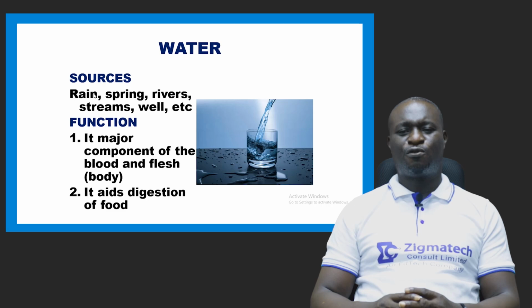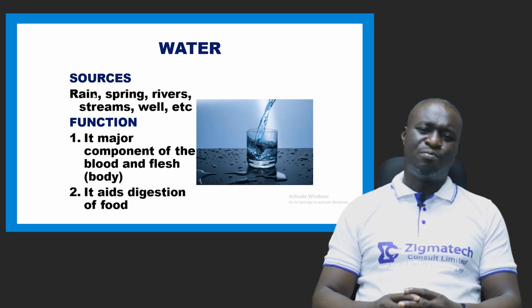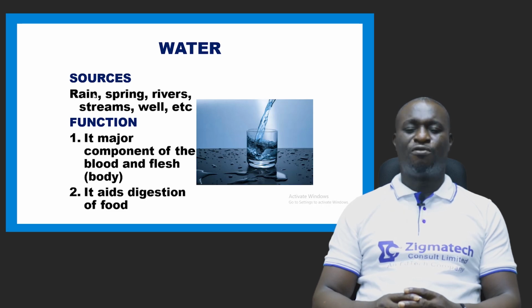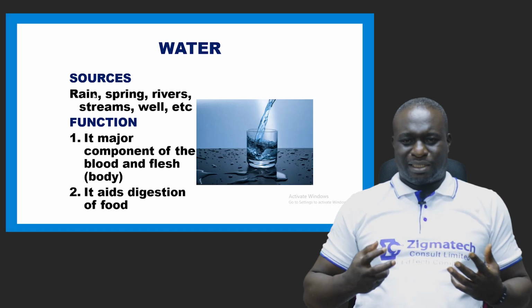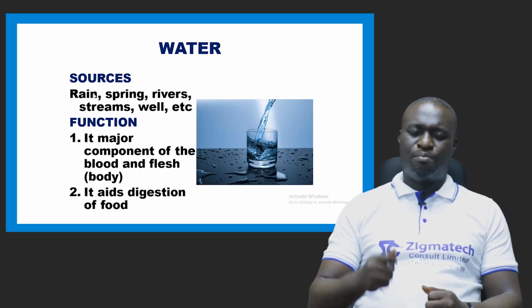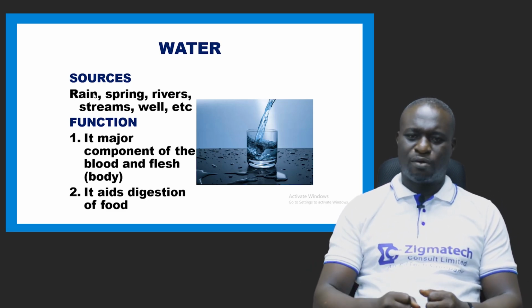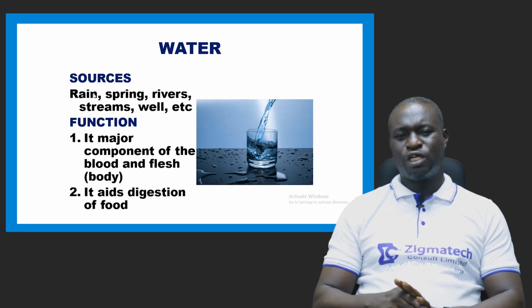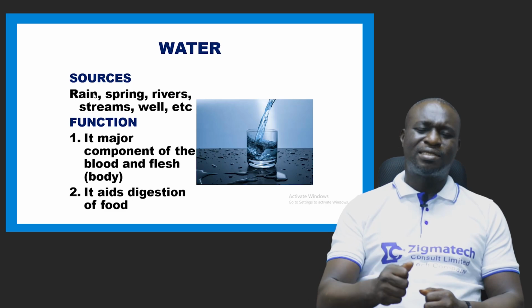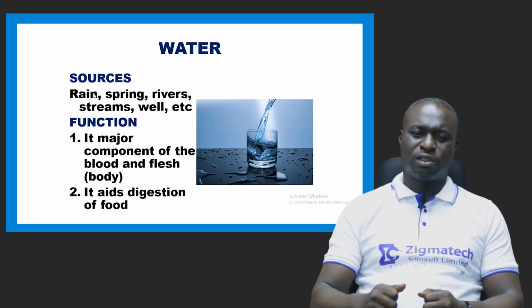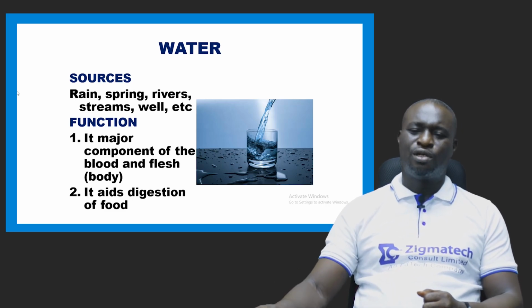Now, what is the major function of water? I'll just give but a few. One of them is that it is the major component of the blood and the flesh or the body. The body's weight is more of water. The blood is more of water, okay? Like the plasma in the blood is more of water. Number 2, the water aids digestion of food.